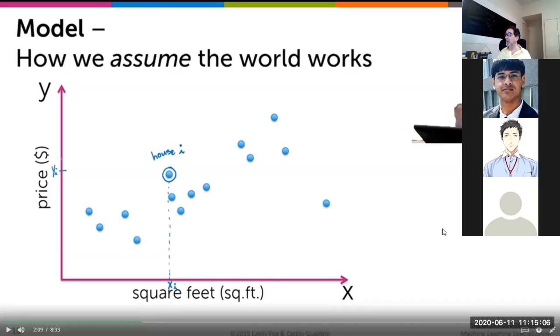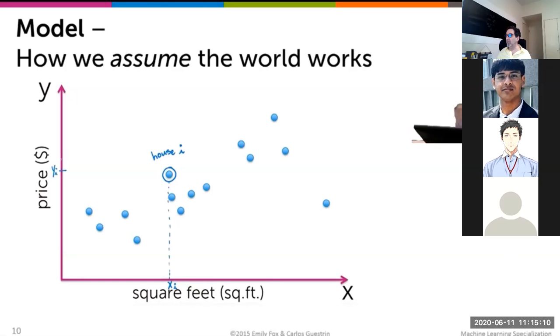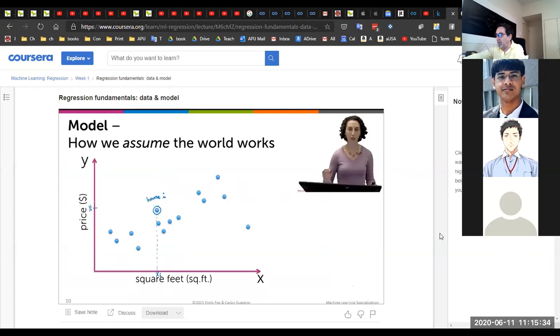Models are a kind of relationship, and by relationship or model, we mean that we expect that there's some relationship between the X variable and the Y variable. So what do we mean by a relationship between two variables?